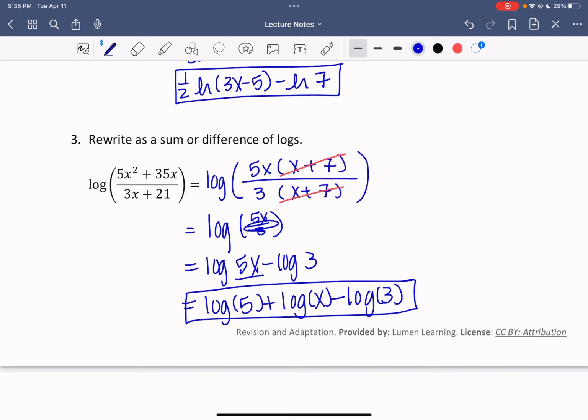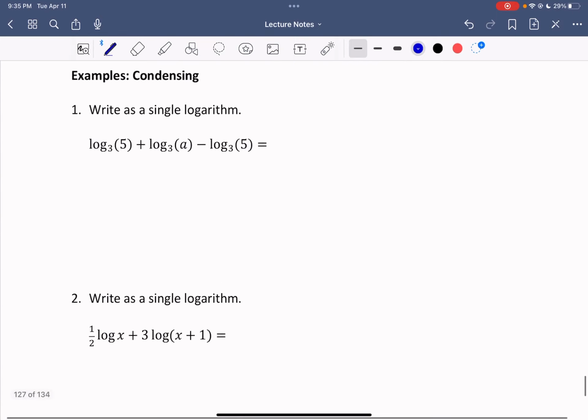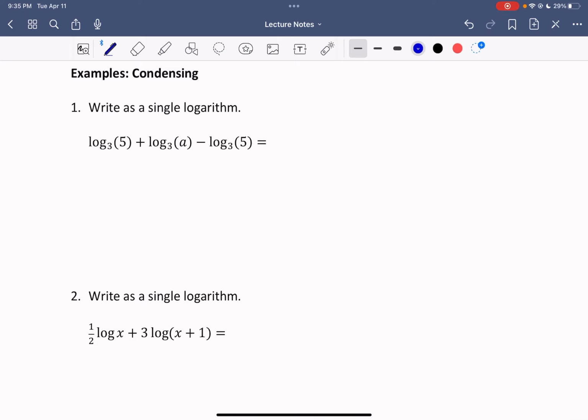So these we've expanded out and had log written multiple times. Let's do the reverse and let's condense. It says write as a single log. So I'm going to do it in reverse. Addition is going to become multiplication. So I have log base 3 of 5 times a. And then subtraction became my division.